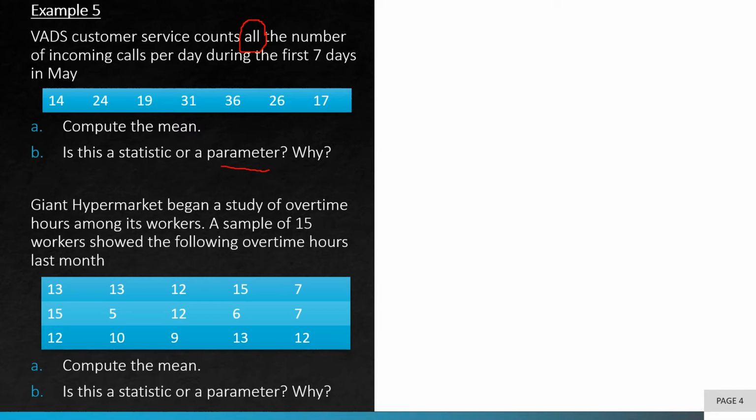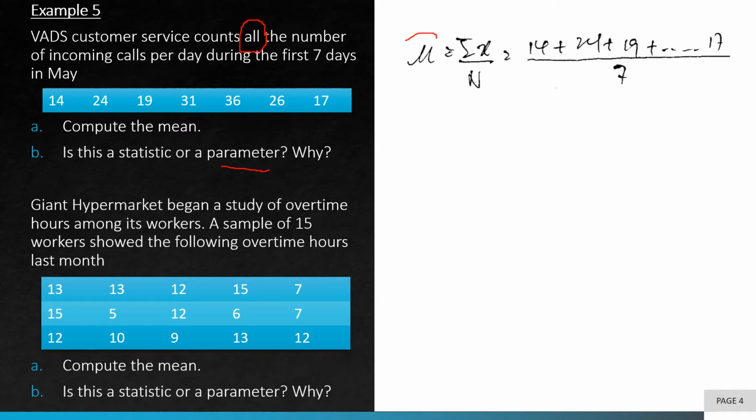Okay, so anyway, let's do the calculation. You need to find mu. Remember, why are we finding mu? Because we are finding the population mean. How do you know it's a population? Because of this keyword, all. So how to find mu? If you recall the formula in the previous slide, it is the sum of all of the values in your population divided by the population size. So you take all of this data and add them all up here.